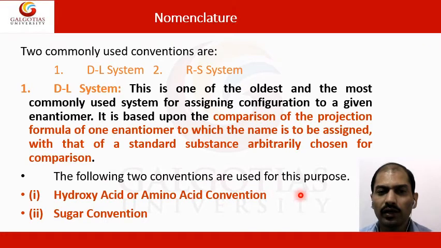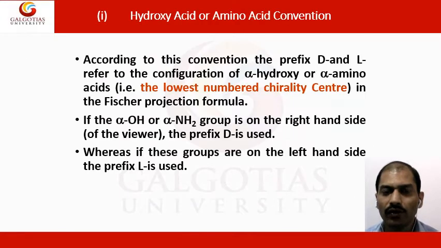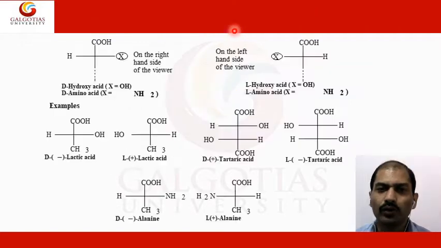Here there are two examples which are very important to see: the hydroxy acid or amino acid convention, and the sugar convention. These are the two conventions which are very useful for this kind of nomenclature. According to this convention, like hydroxy acid, there are a number of examples which are very important to see. The molecule is dextrorotatory or levorotatory.